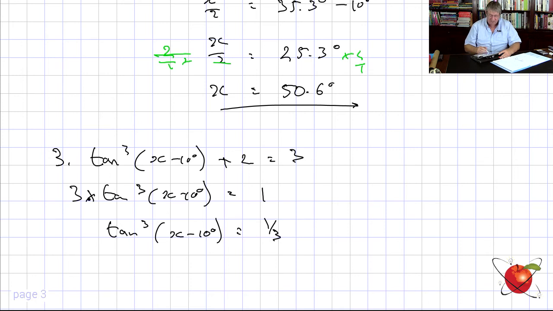Okay, how do I get rid of a cube? What's the opposite to cubing? It's cube root. So I cube root both sides. What does that leave me with? Okay, well, let me just back step that one. Sorry, I didn't rearrange it into my proper form, as I should have. I should have done it this way. It's going to come to the same.